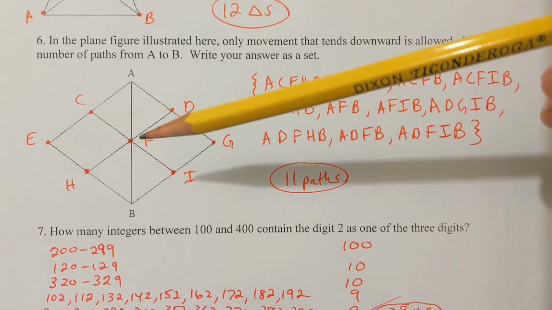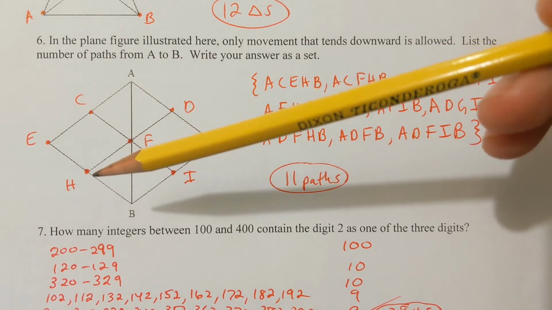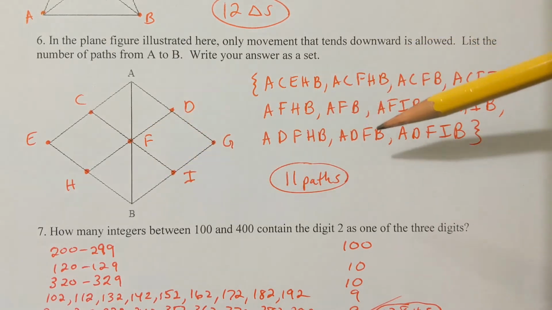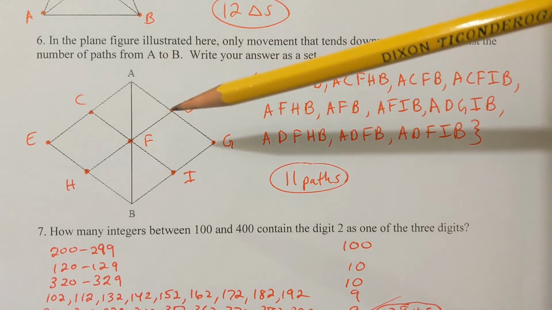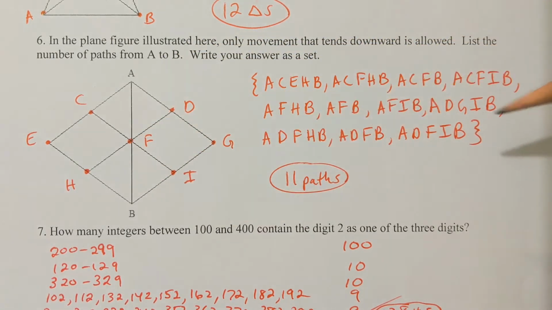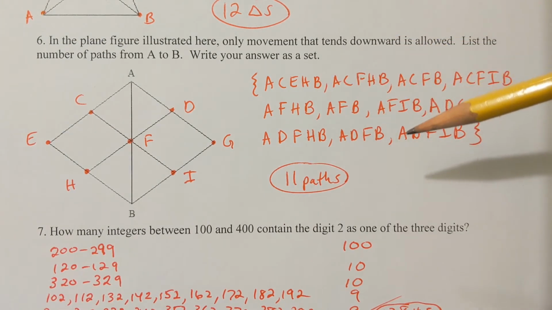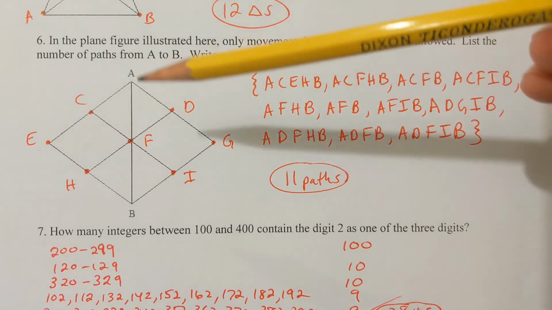A, D, F. From F I can go to H and then down to B. Or I can go A, D, F down to B. Okay, that'd be that one. A, D, F, I to B. Okay, that'd be that one. So if I count the number of paths that I just took, there'd be 11 paths from A to B.